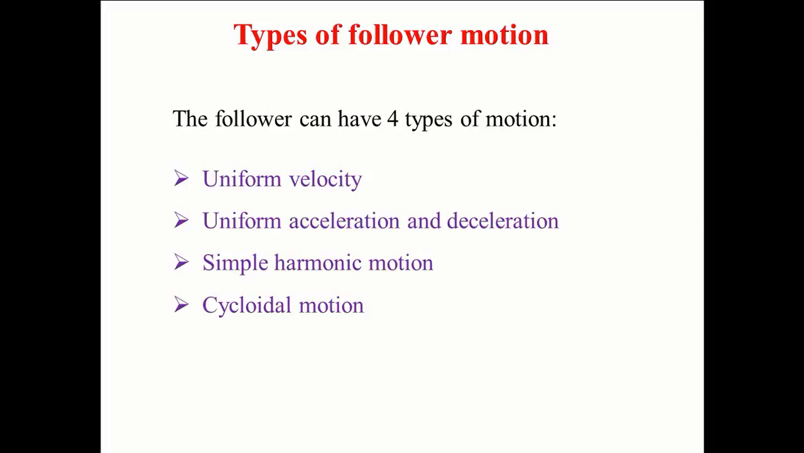We know that we call it rise when the follower moves up, return when the follower moves down. This rise and return of the follower can be of 4 types. The follower can rise or return with uniform velocity, uniform acceleration and deceleration, simple harmonic motion and cycloidal motion.